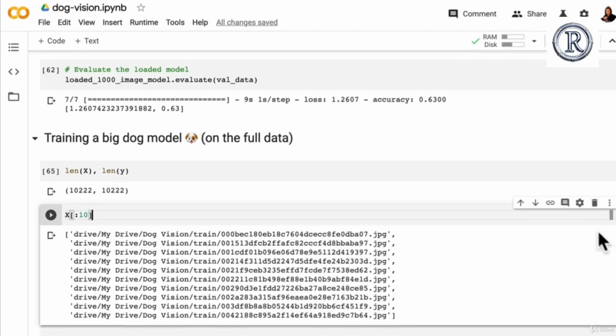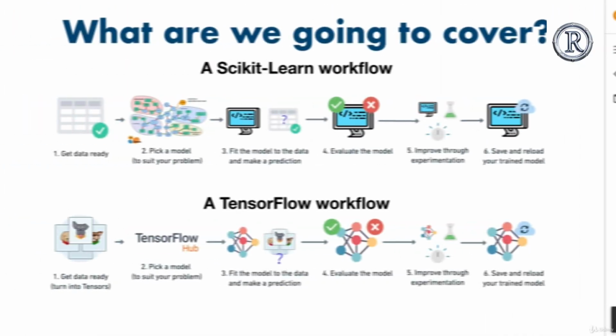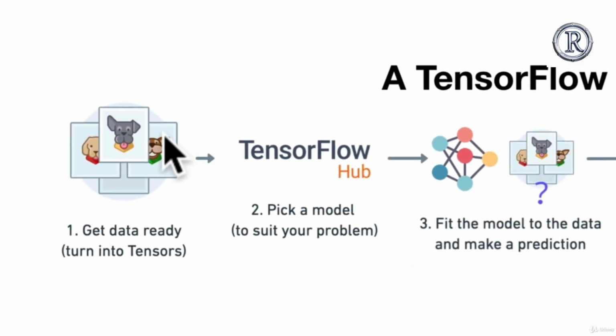So what do we need to do to train a full model? If we come back to our keynote, what's our workflow? Get data ready, turn it into tensors. Well, we've got a function for that. Do you remember create data batches? If you don't, it's all right. We've created a function for that.